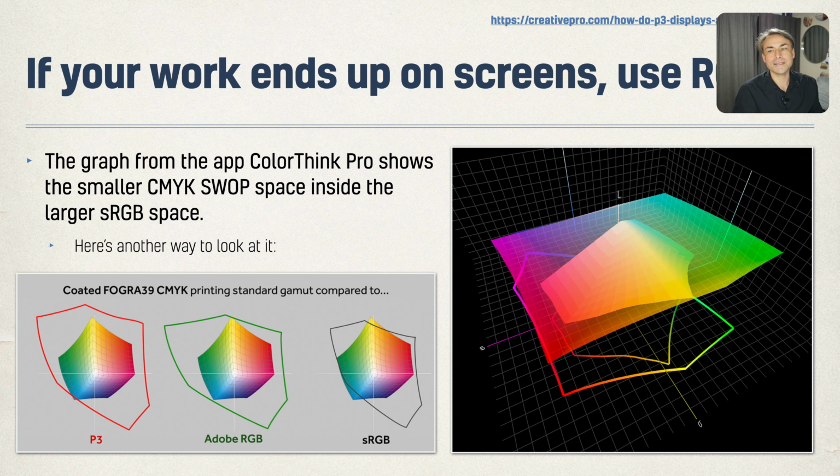Now, there's an app here called ColorThink Pro. Now, you can use it as a demo or you can pay for the full version. This is from the demo, and I can show you this live in a sec. But you can see here this inner blob is the range of colors available in CMYK, and the outer one is RGB. Here's looking at the similar thing in a 2D space. Adobe RGB and P3 are both wide gamuts, and that's what this red and green outline is showing you. And even this black one, that's sRGB, while the inner one is a common CMYK standard, coated Fogra 39.